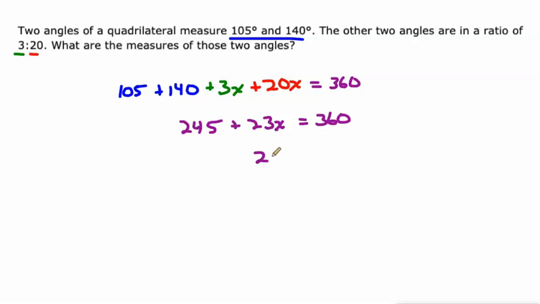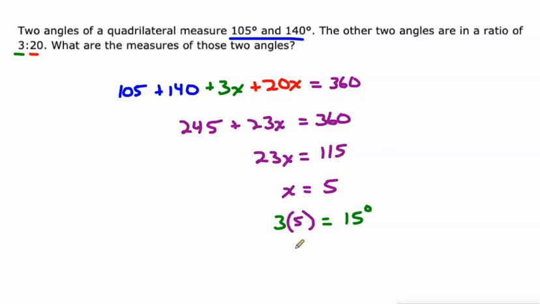Let's subtract 245 from both sides. So 360 minus 245 is 115. And then we'll divide both sides by 23. And we get 5. So x is 5. So what are our other two angles? Well, one's going to be 3 times 5, 3 times x, which is 15 degrees.